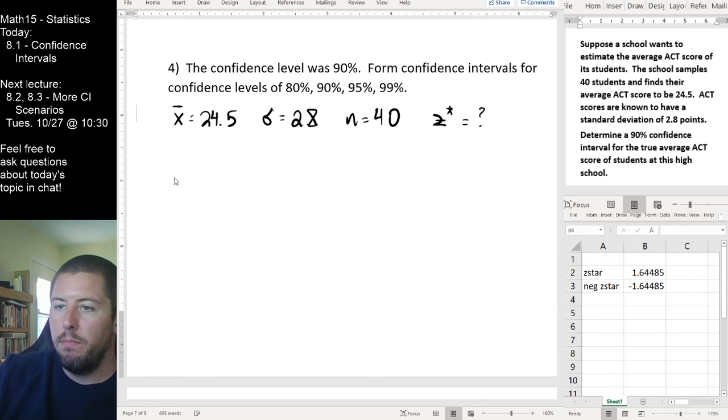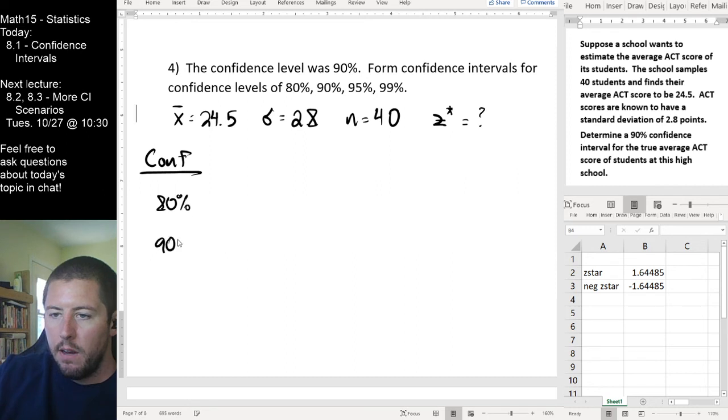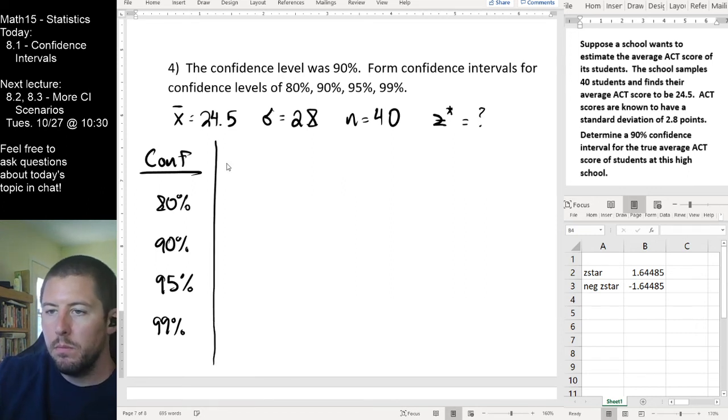Maybe I should make this happen like this. Let's do our confidence. I'm going to make sort of like a table. My confidence is 80%, 90%, 95%, 99%. Let me do this.